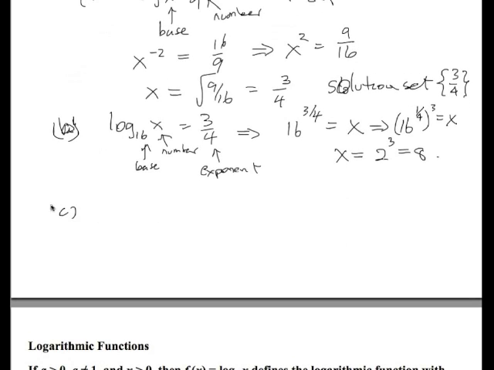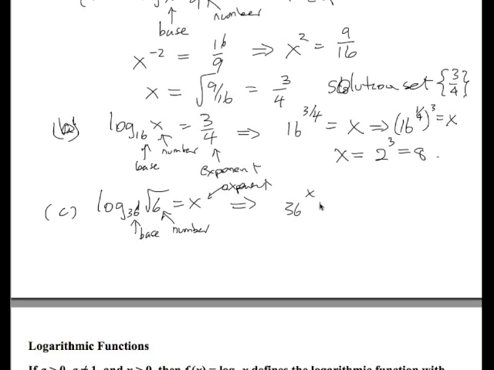All right, part C. Okay, let's suppose then we are looking to solve log in base 36 of root 6 is equal to x. All right, so now we have this is the base, this is the number, and this is the exponent. So this implies then that 36 to the x is going to be equal to the square root of 6, which of course we know the square root of 6 is equal to 6 to the half.